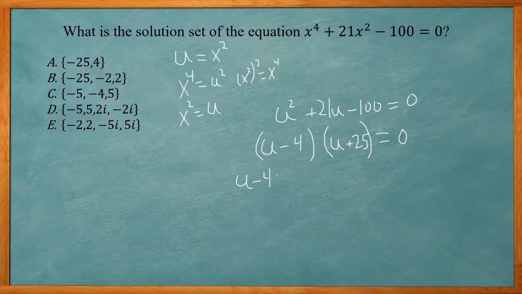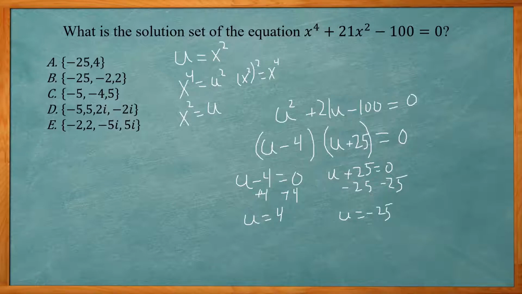So u minus 4 equals 0, and u plus 25 equals 0. I'm going to add 4 here to both sides, so u equals 4. And over here, subtract 25 from both sides, so then u equals negative 25. Now at the beginning, we said u was x squared. So this is really x squared is equal to 4, and x squared is equal to negative 25.